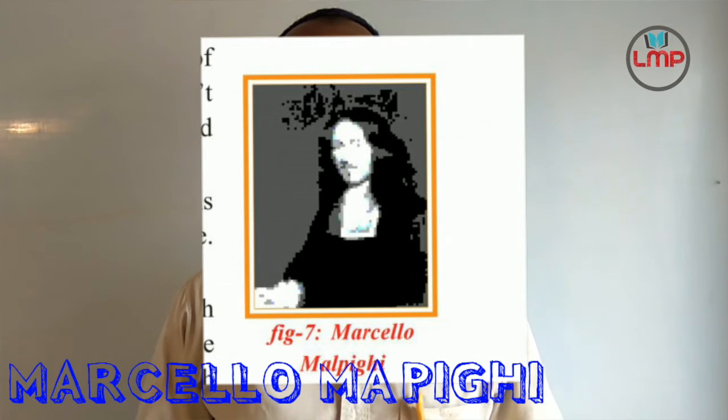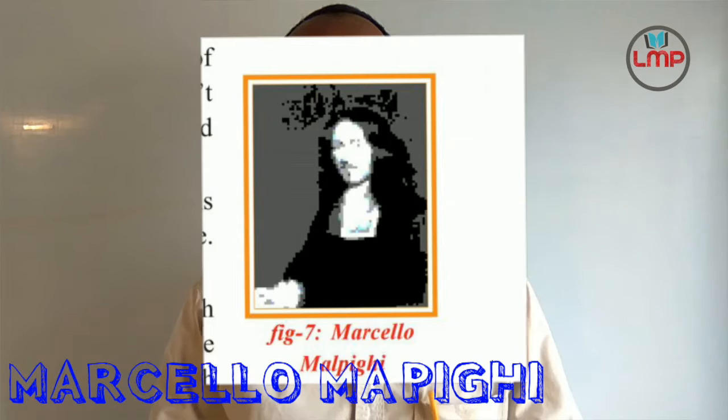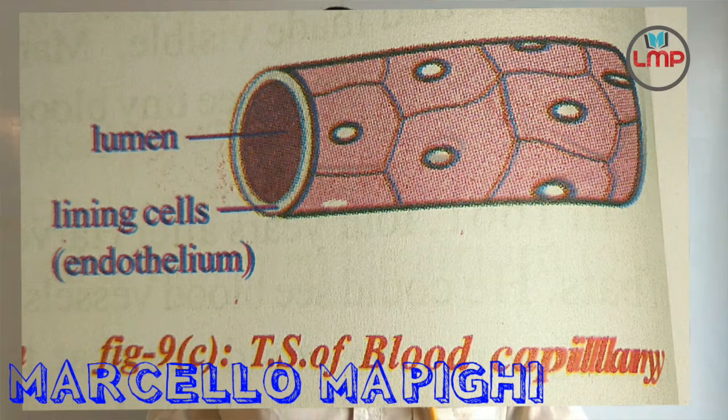Marcello Malpighi, after the death of William Harvey, when he was observing the wings of a bat, observed a small blood vessel. He named it a blood capillary. Capillary means hair in Latin.